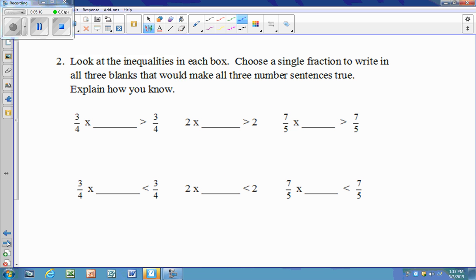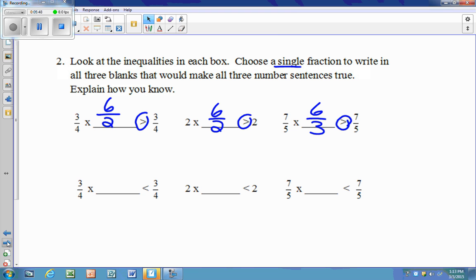Next, this time it wants me to fill in these inequalities, but I need to use the same single fraction on all 3 of the blanks. So all of these are saying greater. And if I want to find something that is greater, I need to use an improper fraction. So I can write any improper fraction. Improper means the numerator is bigger than the denominator. So I can write 6/2. That's what I chose to do, but I have to do the same thing on each one. If I chose, I could write 9/4. As long as it's improper, the answer will be greater.